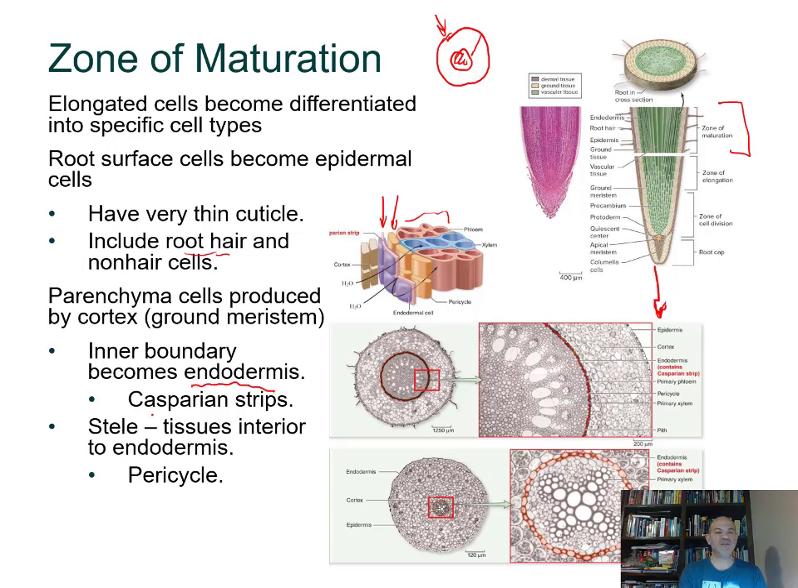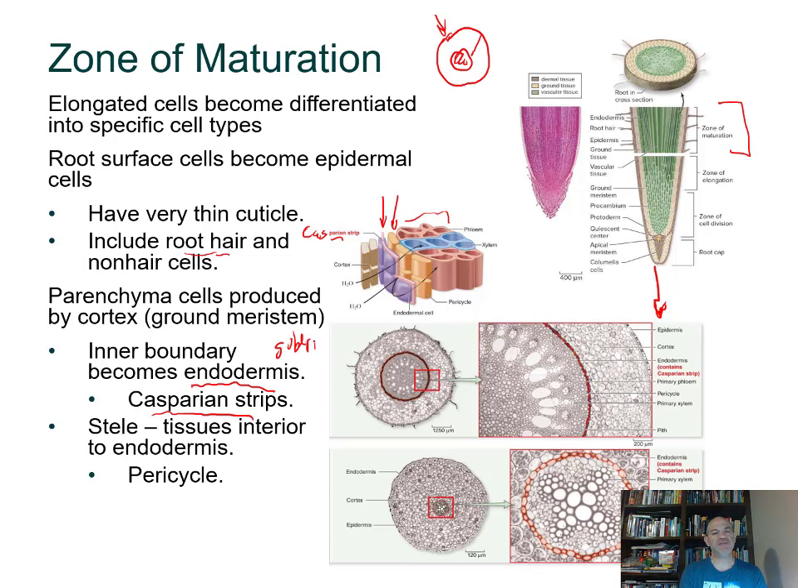And they form what's called a Casparian strip. The word Casparian is kind of cut out there. It just says Parian, but it's Casparian overall. And the thing about this is those cells are going to secrete a waterproof material in between the cells called suberin. I think it's suberin.